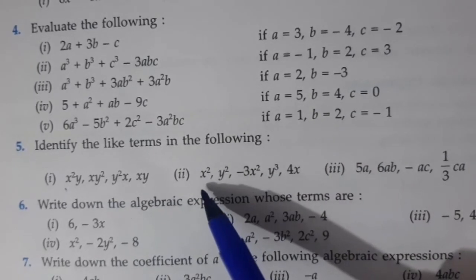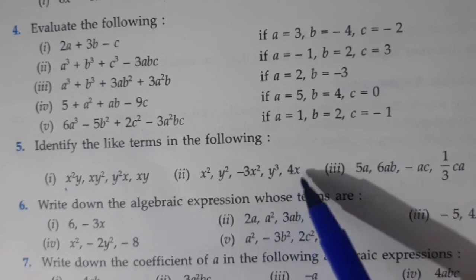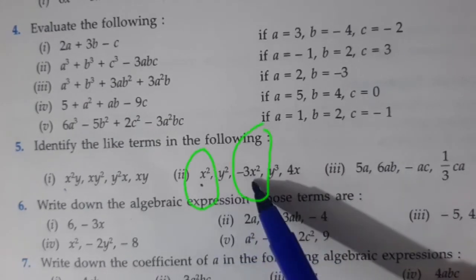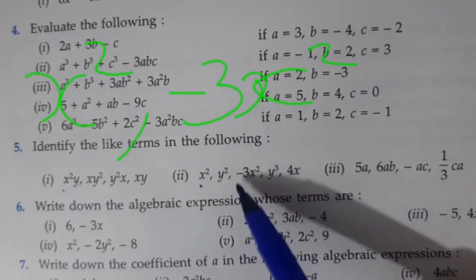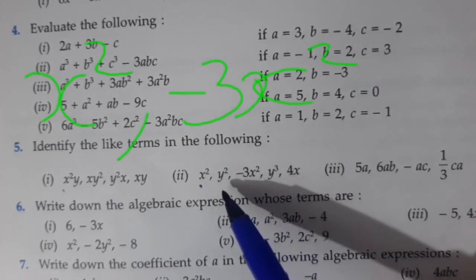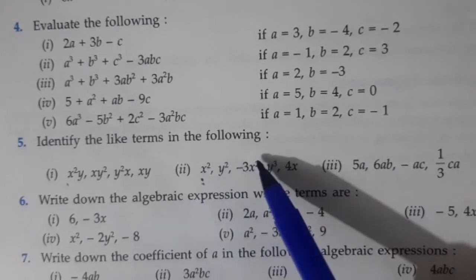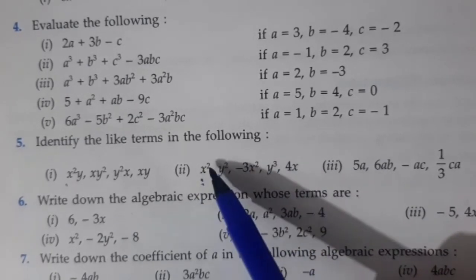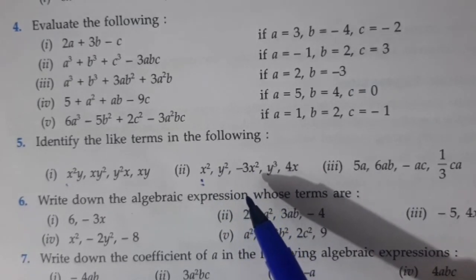Here x square y square, minus 3x square, y cube, 4x. You can see here x square and x square. It is minus 3x square. You will not consider the constant part and you will not consider the sign also. You have to just see the factors, algebraic factors. See here x square and here also x square. So x square and minus 3x square are the like terms.